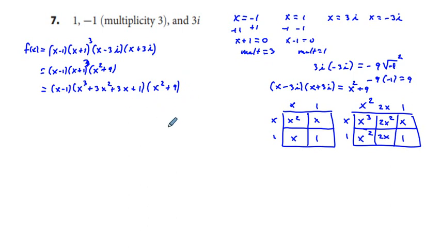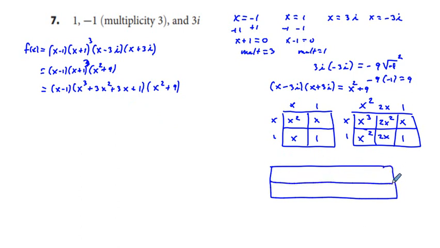So like this. So here we have this. So we have room for a 4 by 2. So we're going to put here x cubed, 3x squared, 3x, and 1 on the side here. We're going to put x squared plus 9.